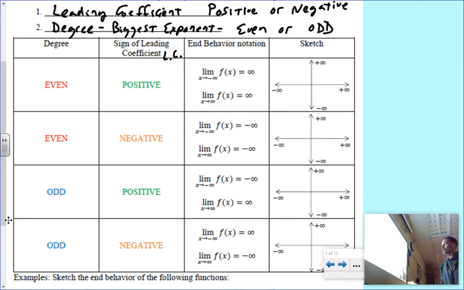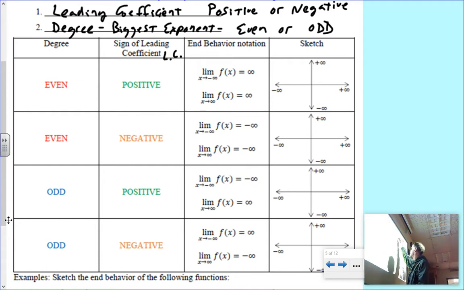So the leading coefficient, if that's positive, then what does that mean? In this third column here, we have what's called limit notation. You're going to see this, especially if you take calculus next year, and you'll see it occasionally this year too. The way this top one is read, it says the limit as x approaches negative infinity, which means off to the left. So as x goes to the left, the function value goes to positive infinity.